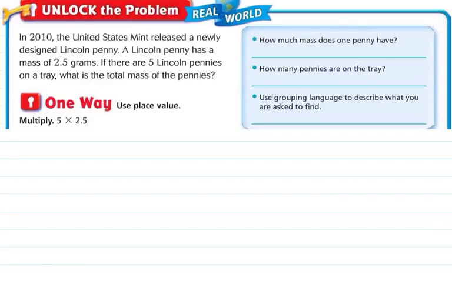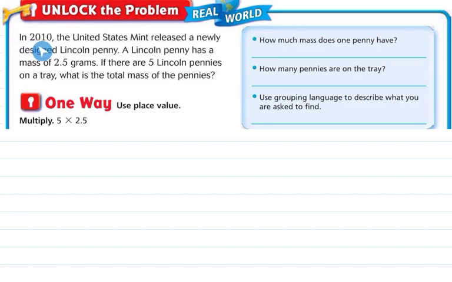Boys and girls, in lesson 4.1, our essential question that is going to guide our learning is how can you use drawings and place value to multiply a decimal and a whole number? So today we're going to focus on the multiplication of decimals with whole numbers, and we're going to start up at the top with our real world unlock the problem.